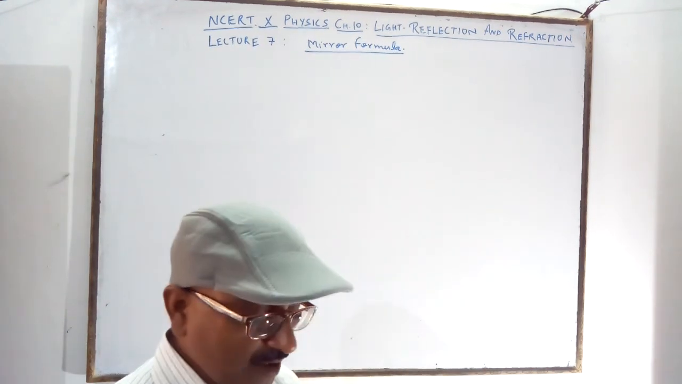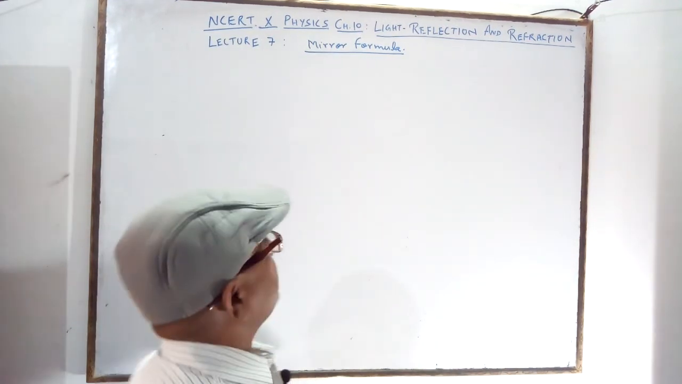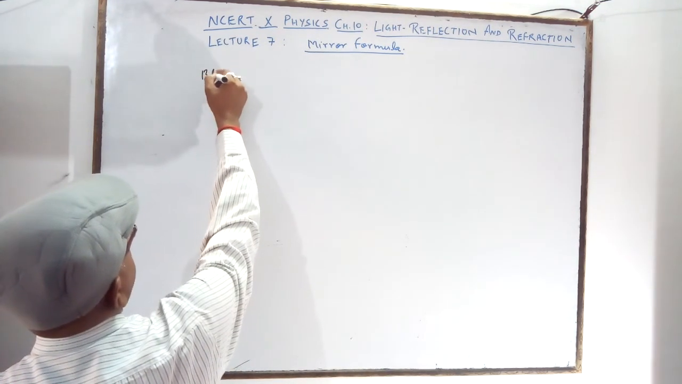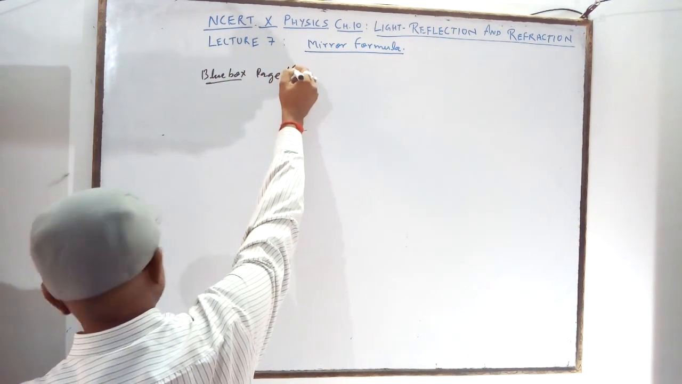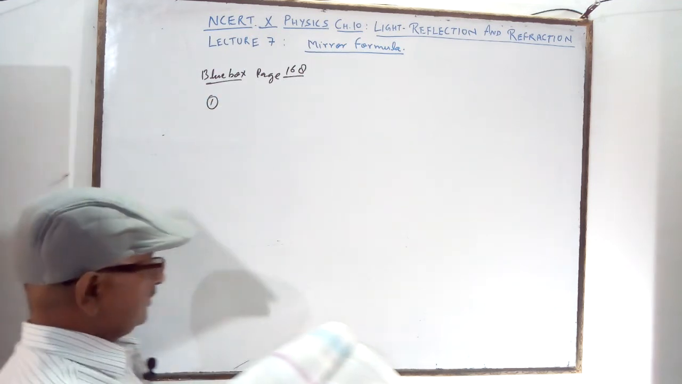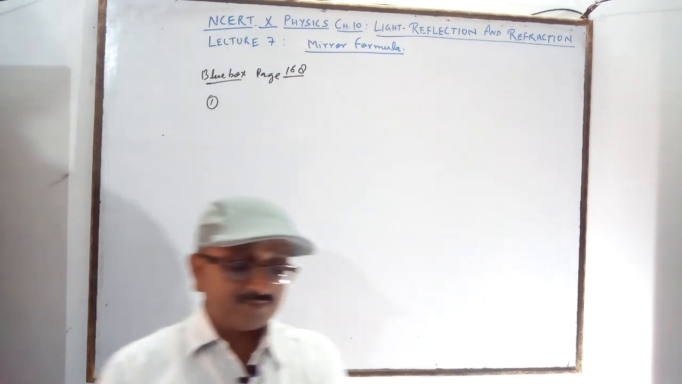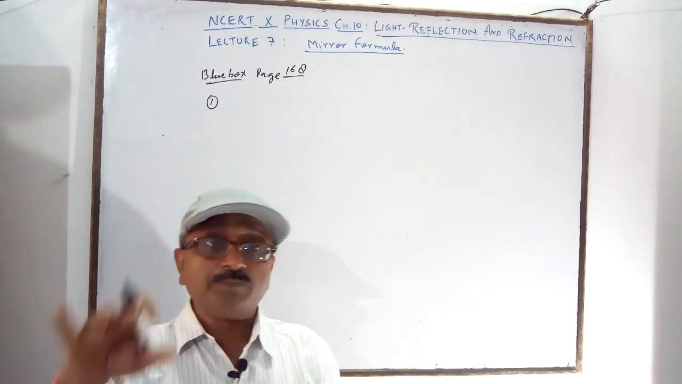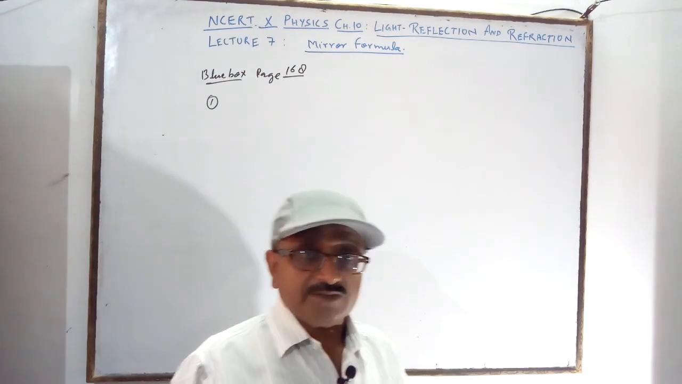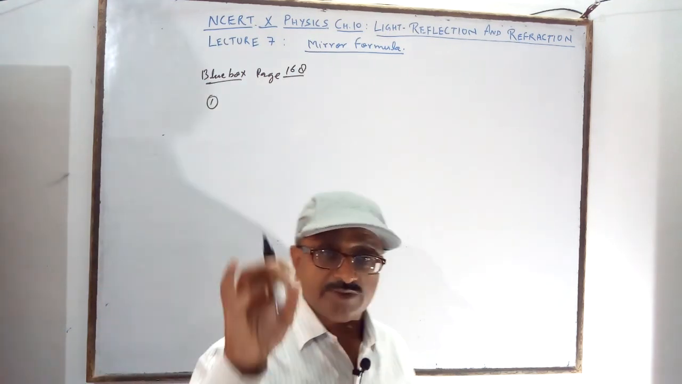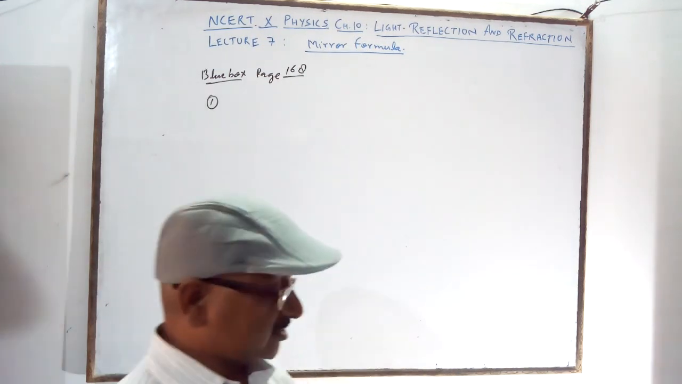Before that, there are blue box questions given in NCERT, page number 168 of the book. Question number 1: Define the principal axis of the concave mirror. A line passing through the pole and center of curvature is called its principal axis. A horizontal line passing through the center of curvature and the pole is called its principal axis.